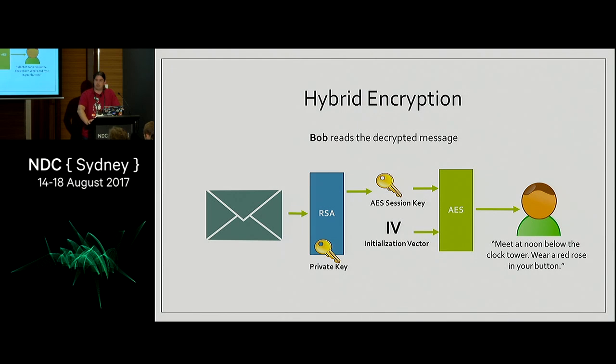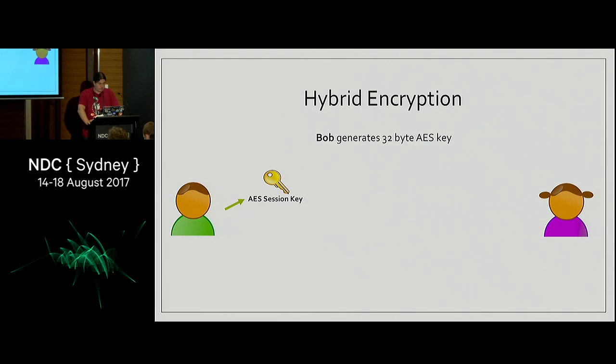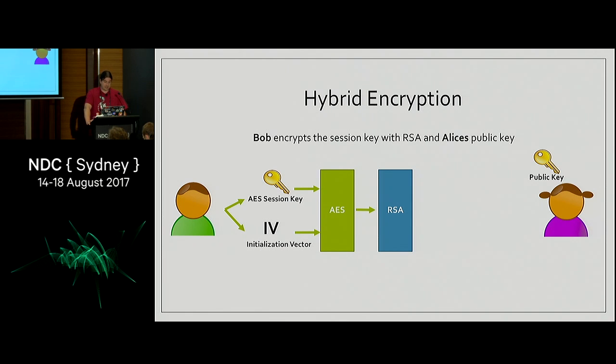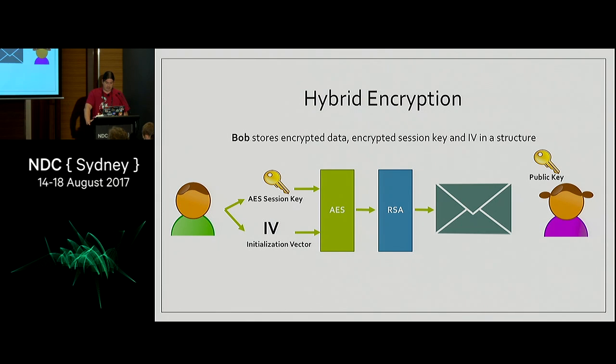So now Bob wants to send a reply back to Alice. He creates a new session key, because you never reuse the same keys, you generate new ones. He creates a new initialization vector, and he then encrypts his reply using that session key. He then, using Alice's public key, encrypts the session key, and then sends the whole lot across to Alice.